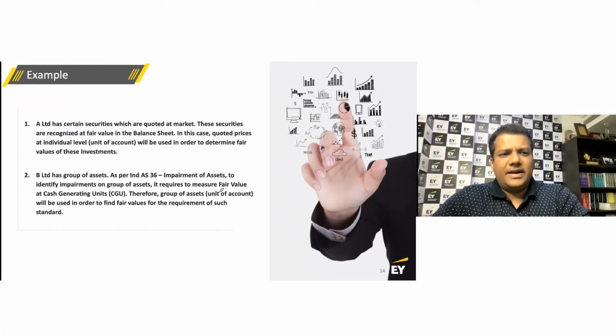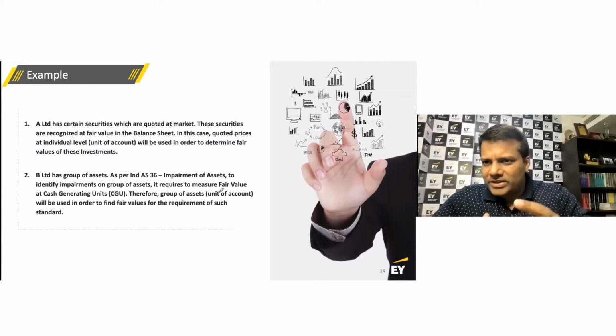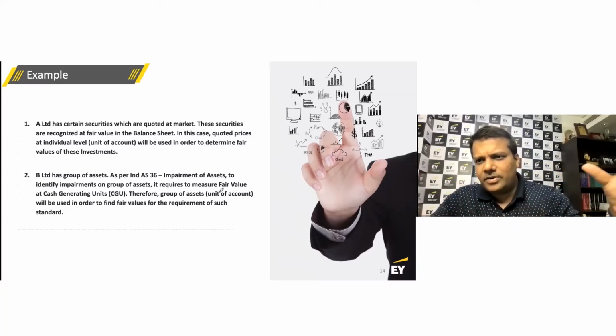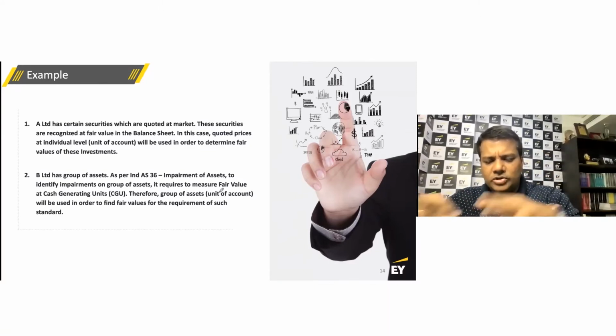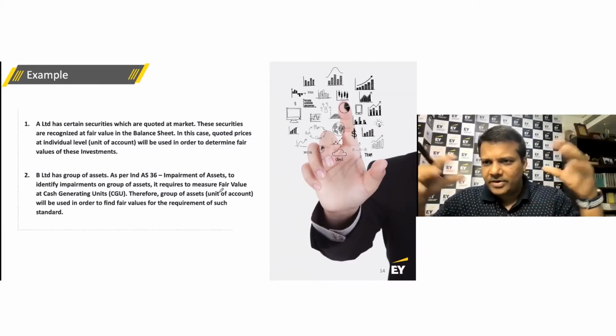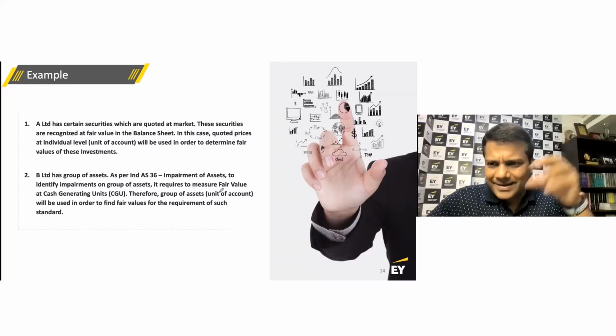Let's look at another example. B Limited has a group of assets as per Ind AS 36, which is impairment of assets. To identify impairment on a group of assets, I need to do this at a cash generating unit level, CGU, at the higher of fair value in use or in exchange, the recoverable amount. So fair value less cost to sell versus value in use, the recoverable amount.